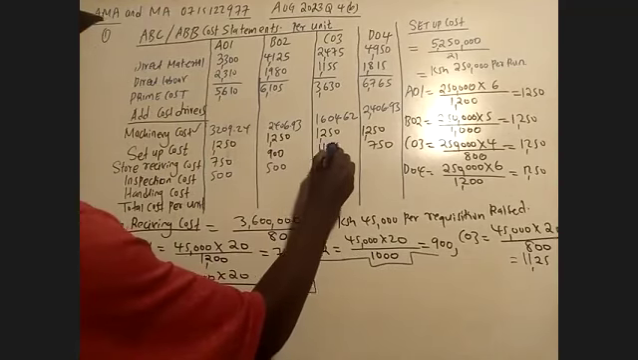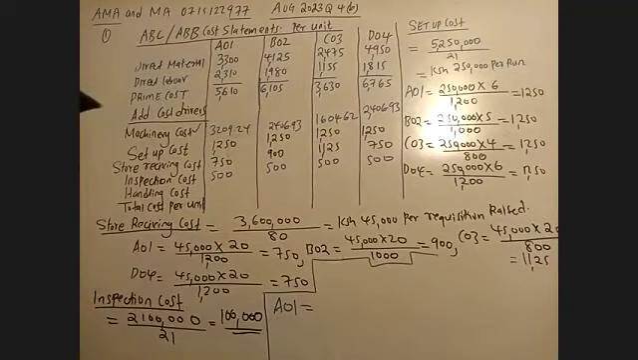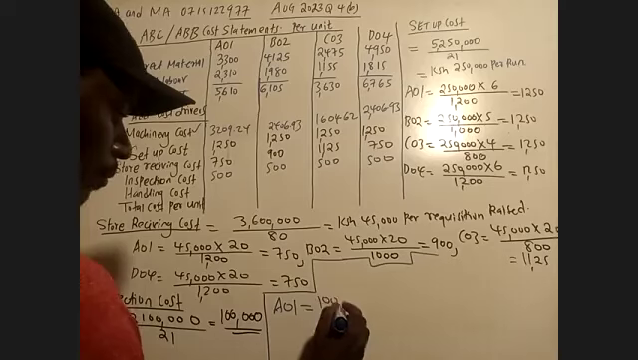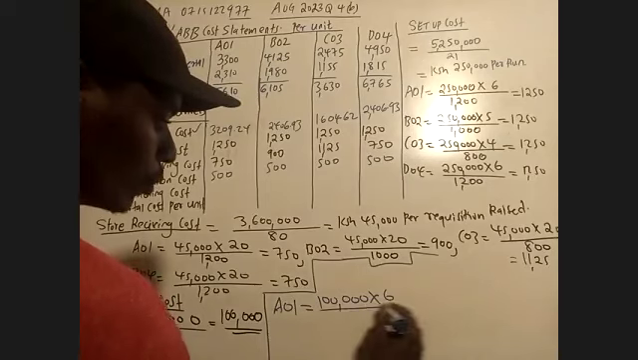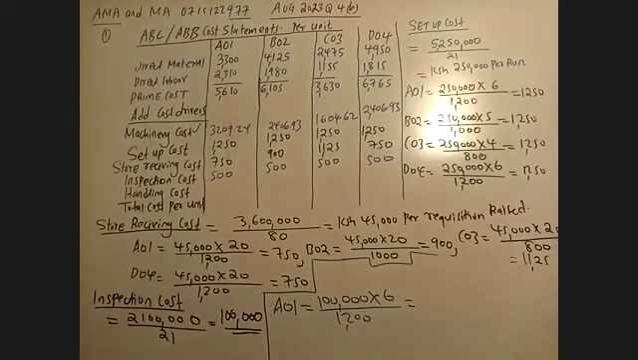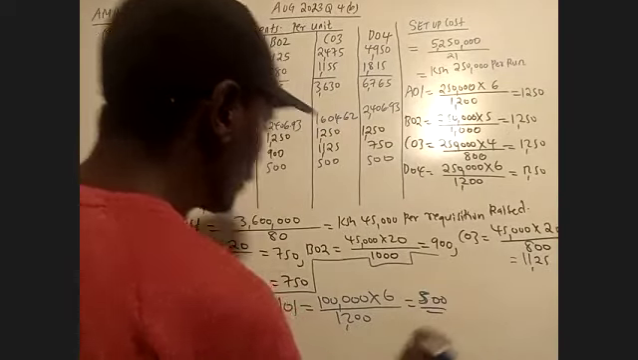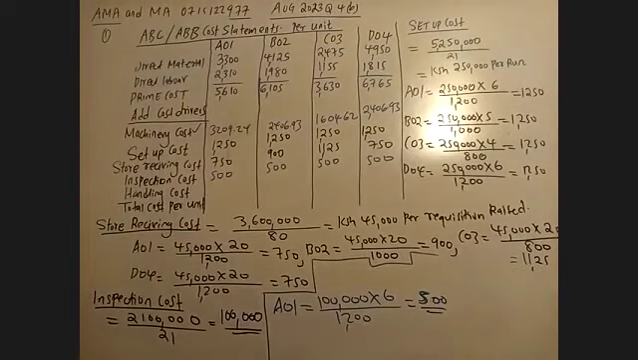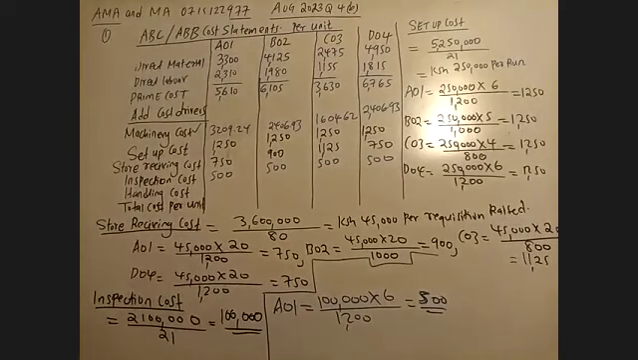Let us do for A01. A01 itakuwa ni 100,000 multiplied by the number of runs, which is 6. Then we divide by the units, which is 1,200. So 100,000 times 6 divided by 1,200 is 500. If you calculate the rest, we still give you 500. That one is okay. So malizia hizo zingine. Do the working. Make sure you get the 500.